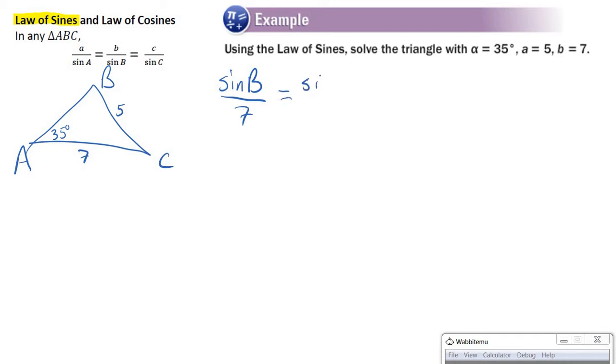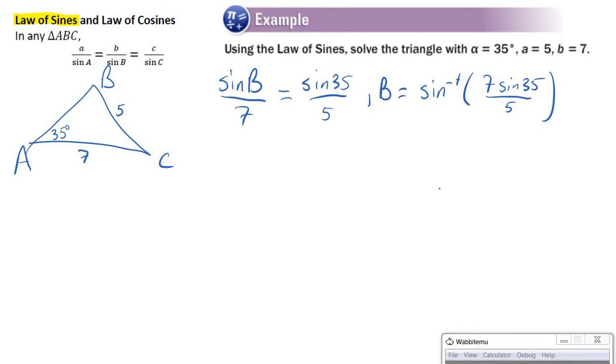Equals sine of 35 over 5. And then of course I'm going to get B by itself. So B would equal the arc sine of 7 sine 35 all over 5. Now hopefully that wasn't too much of a leap. What did I do? I multiplied 7 up, so sine of B would equal all this times 7. And then how do I get B by itself? Well, I do the arc sine of both sides.